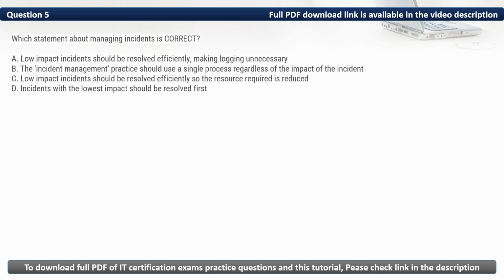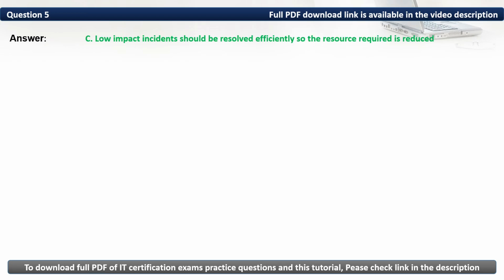Question 5. Which statement about managing incidents is correct? The statement that is correct about managing incidents is that the low impact incidents should be resolved efficiently so the resource required is reduced. Thus, the correct option is C.